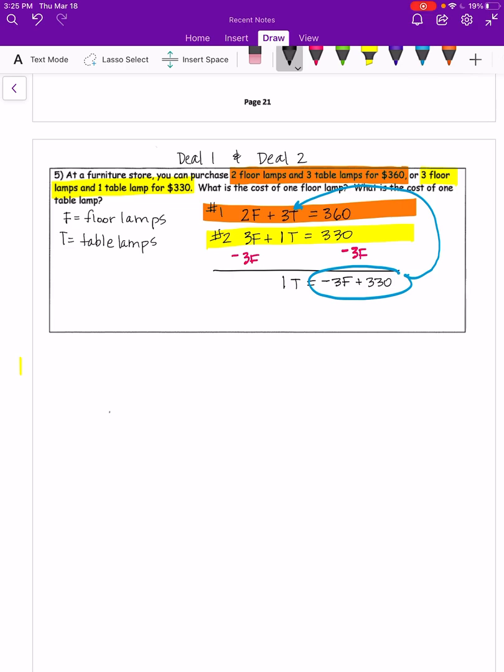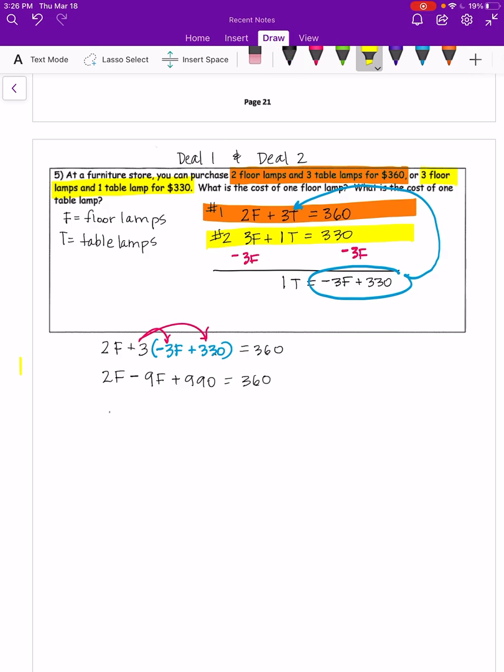So here we go. I'm just going to write it down here under the box because I kind of ran out of room. So 2F plus 3, then I'm going to put that in parentheses. So negative 3F plus 330 equals 360. So distributive property. Okay, so 2F, and then you have 3 times negative 3, so that's negative 9F. And then you have 3 times 330, which would be 990. And again, you can use your calculator, equals 360.